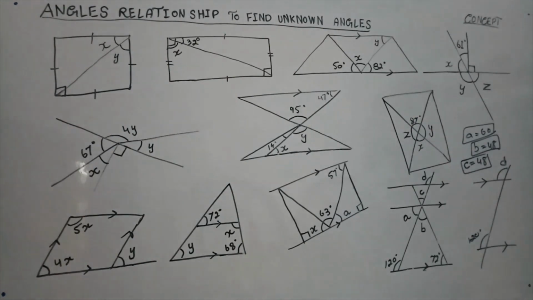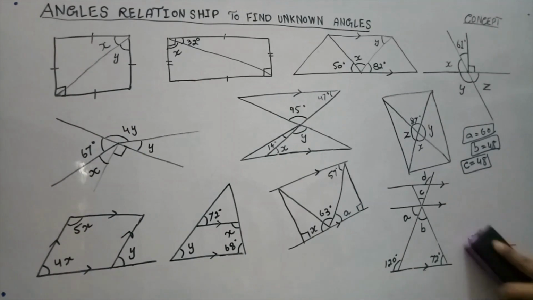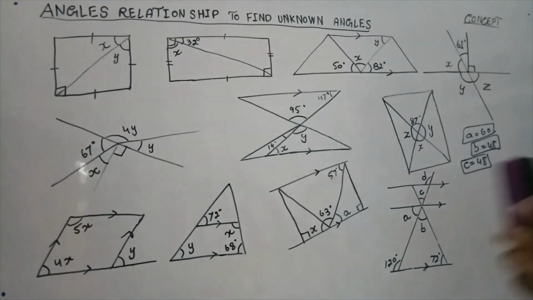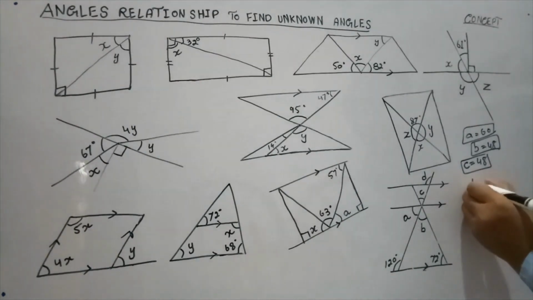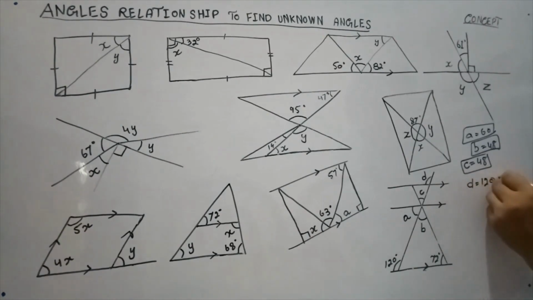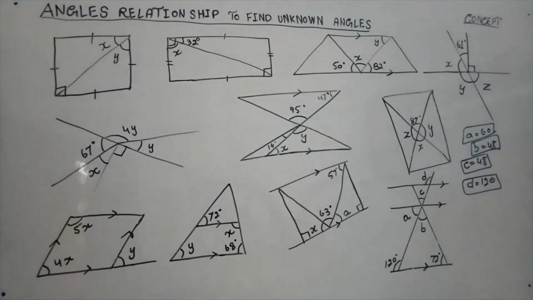Okay, 120 degrees. So d is equal to 120 degrees. Clear? These are corresponding angles. It means that corresponding angles are equal.